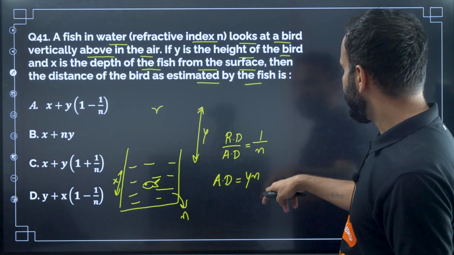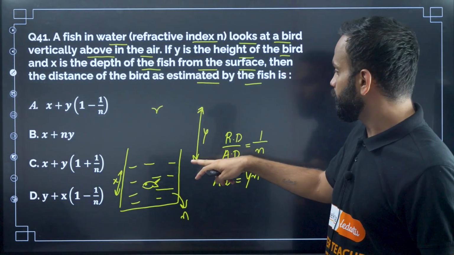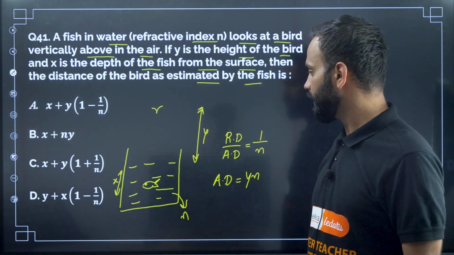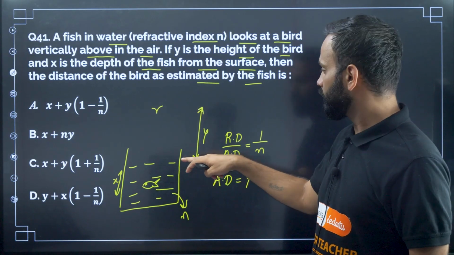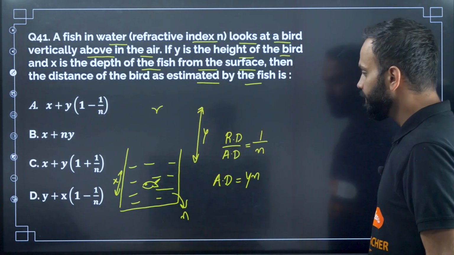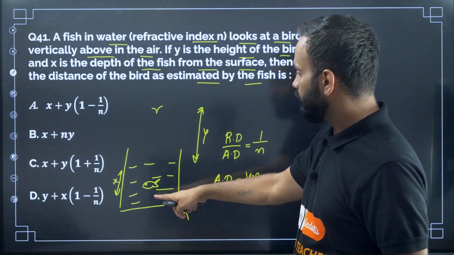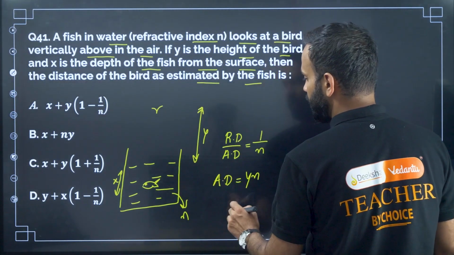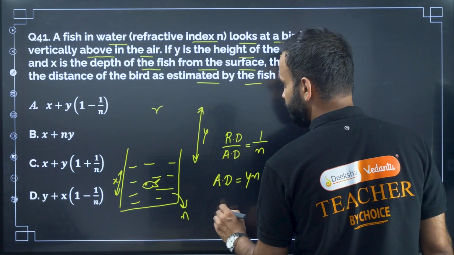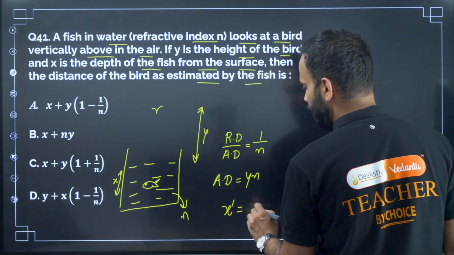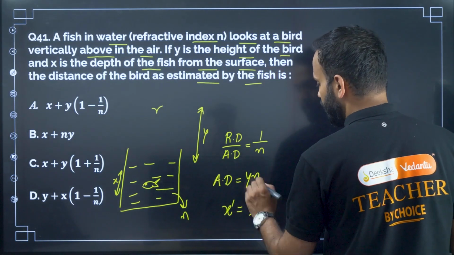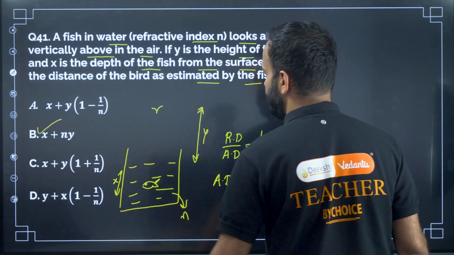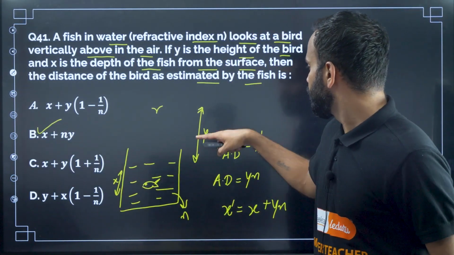So y into n is the distance between the surface of the water and the image of the bird. We need to find the distance between the fish and the image of the bird, that is x dash. X dash is equal to x plus yn. So the correct option is B.